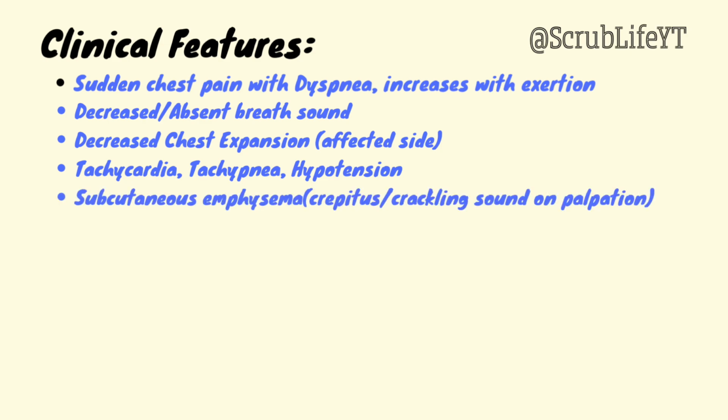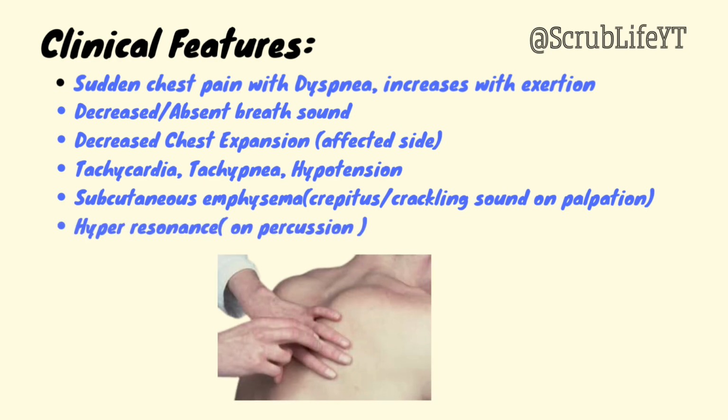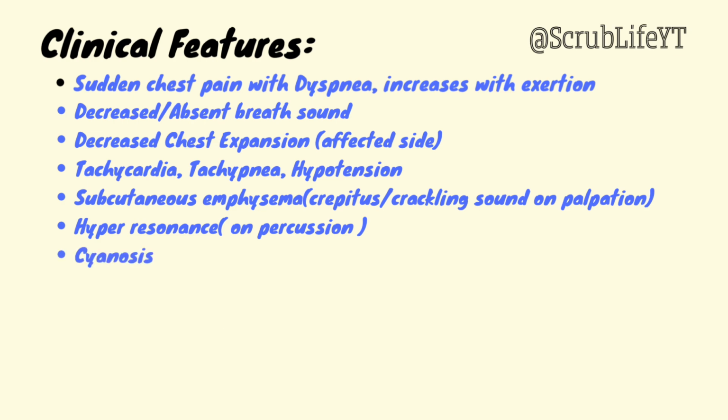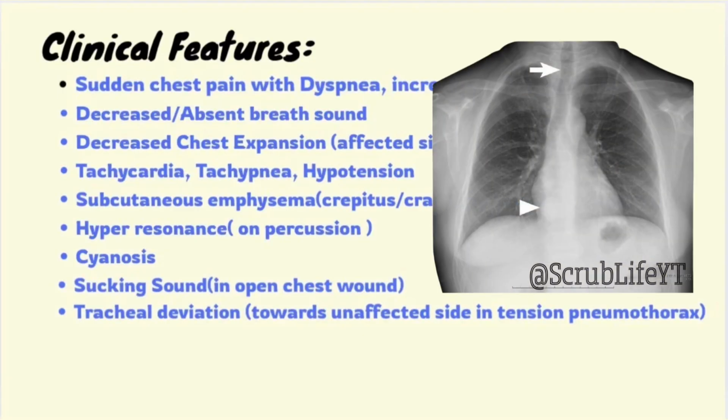Next, subcutaneous emphysema. It happens when air gets trapped under the skin. It is evidenced by crepitus or crackling sound on palpation around the chest or neck. Next is hyperresonance, which is a louder drum-like sound on percussion, and cyanosis, which is the bluish discoloration of skin and mucous membrane due to lack of oxygen in blood. Next, a sucking sound with an open chest wound, and tracheal deviation towards the unaffected side in tension pneumothorax.